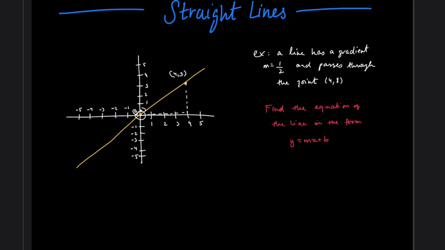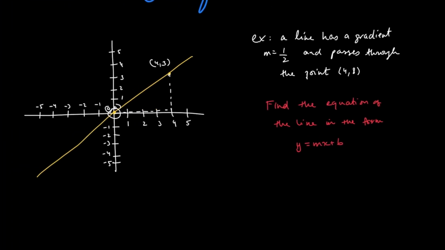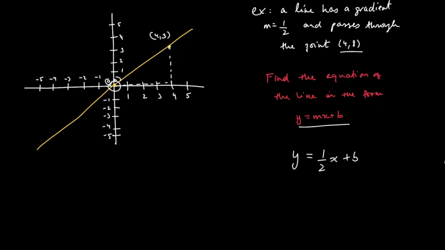So let's look at an example. Let's say a line has a gradient of 1/2 and passes through the point 4, 8. We need to find the equation of the line in the form of y equals mx plus b. So we know that y equals half x plus b. We don't know the y-intercept yet. But we do know that the coordinate that it passes through is 4, 8. So we can just plug this into the equation. We can take y as 8 and x as 4.